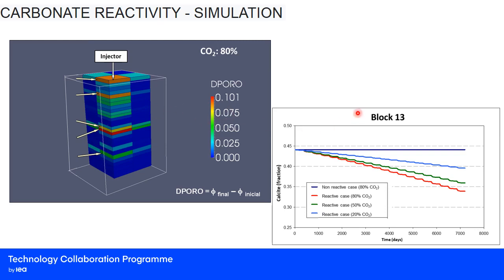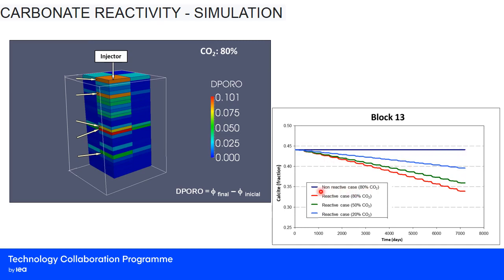On the right, we have a graph for block 13, that is the one that has shown the biggest variation in the porosity. On the graph, we see the variation of calcite fraction through time. We have four different scenarios: a non-reactive case for 80% of CO2 in the gas. In this case, there is no reaction taking place in the reservoir. That means that we don't have calcite dissolution, and therefore the calcite fraction is the same all the time.